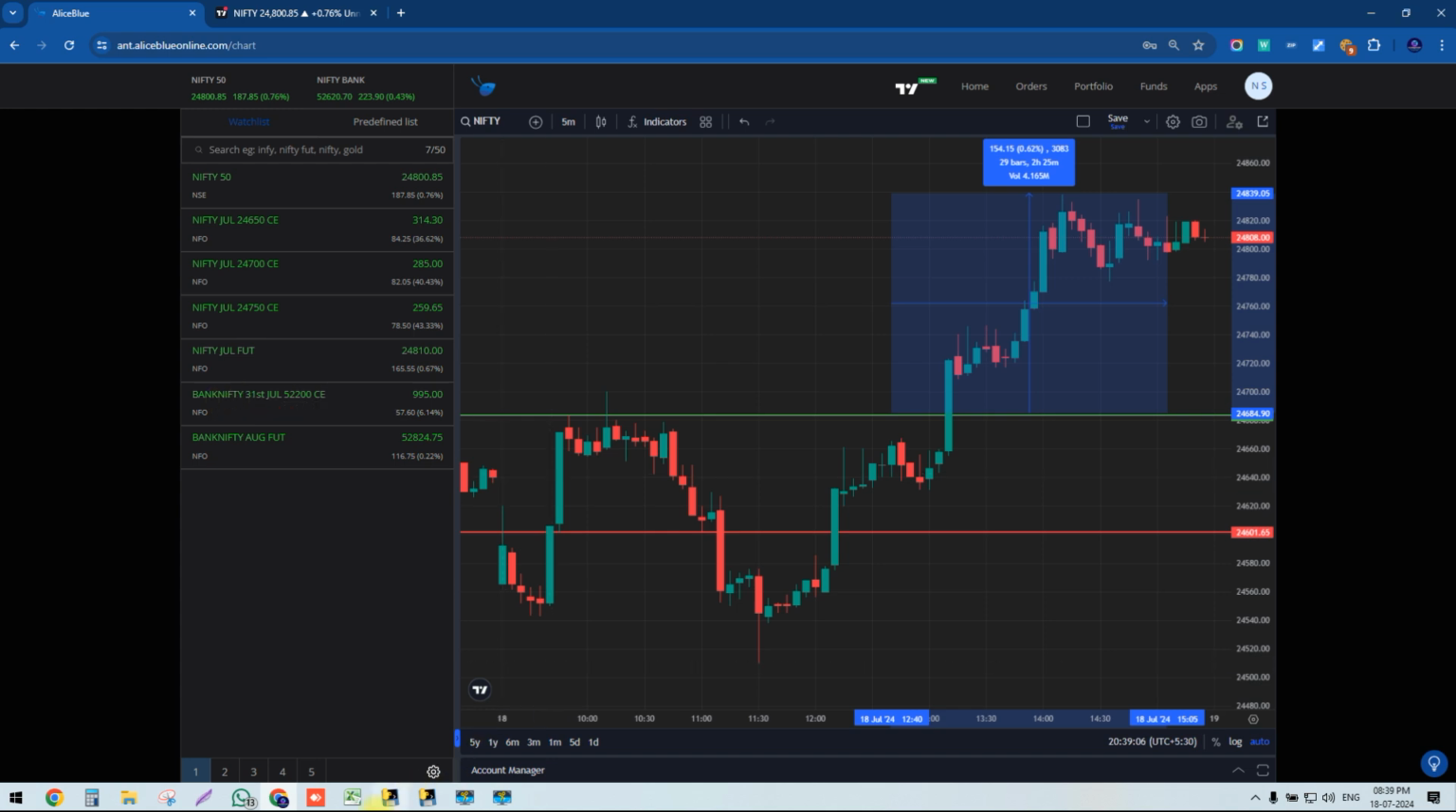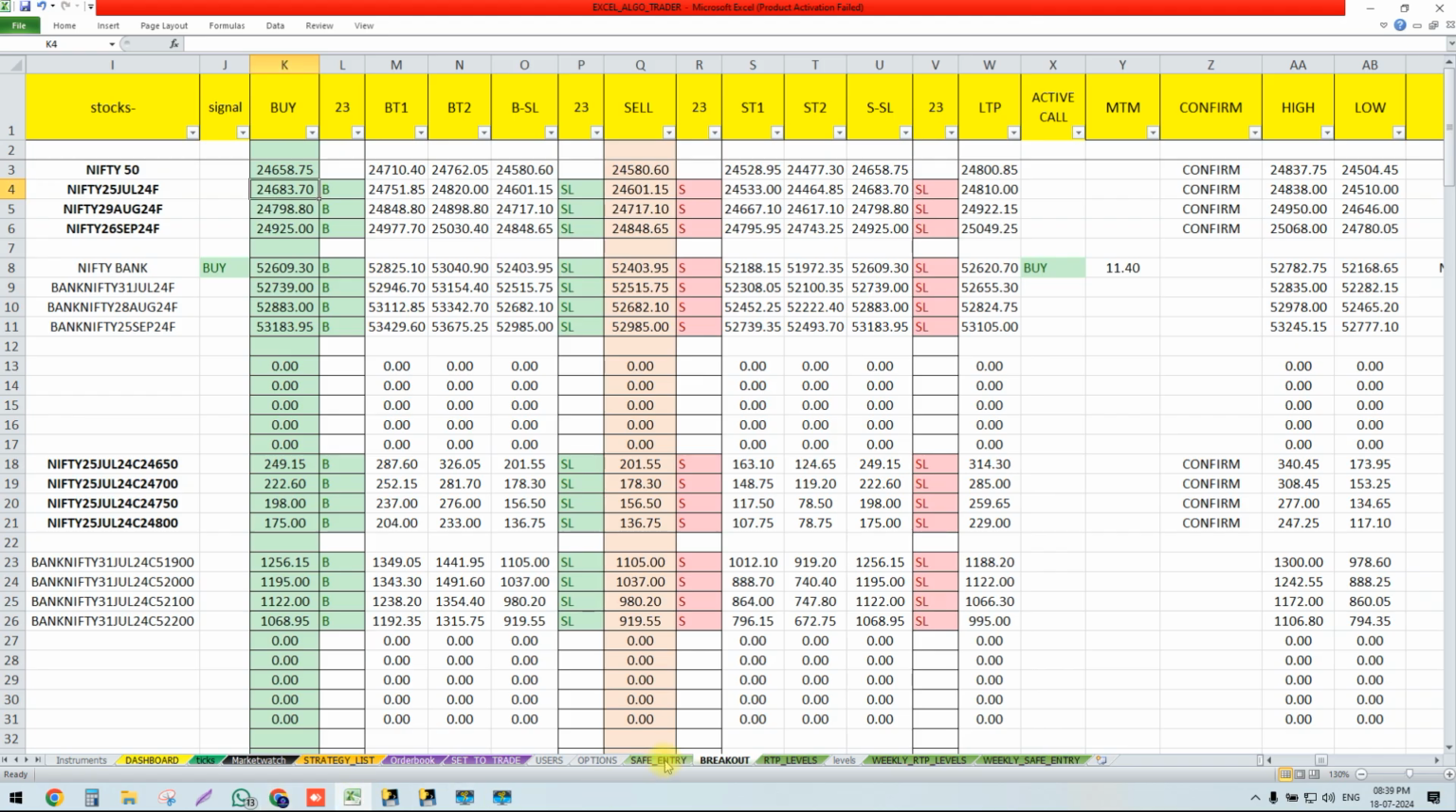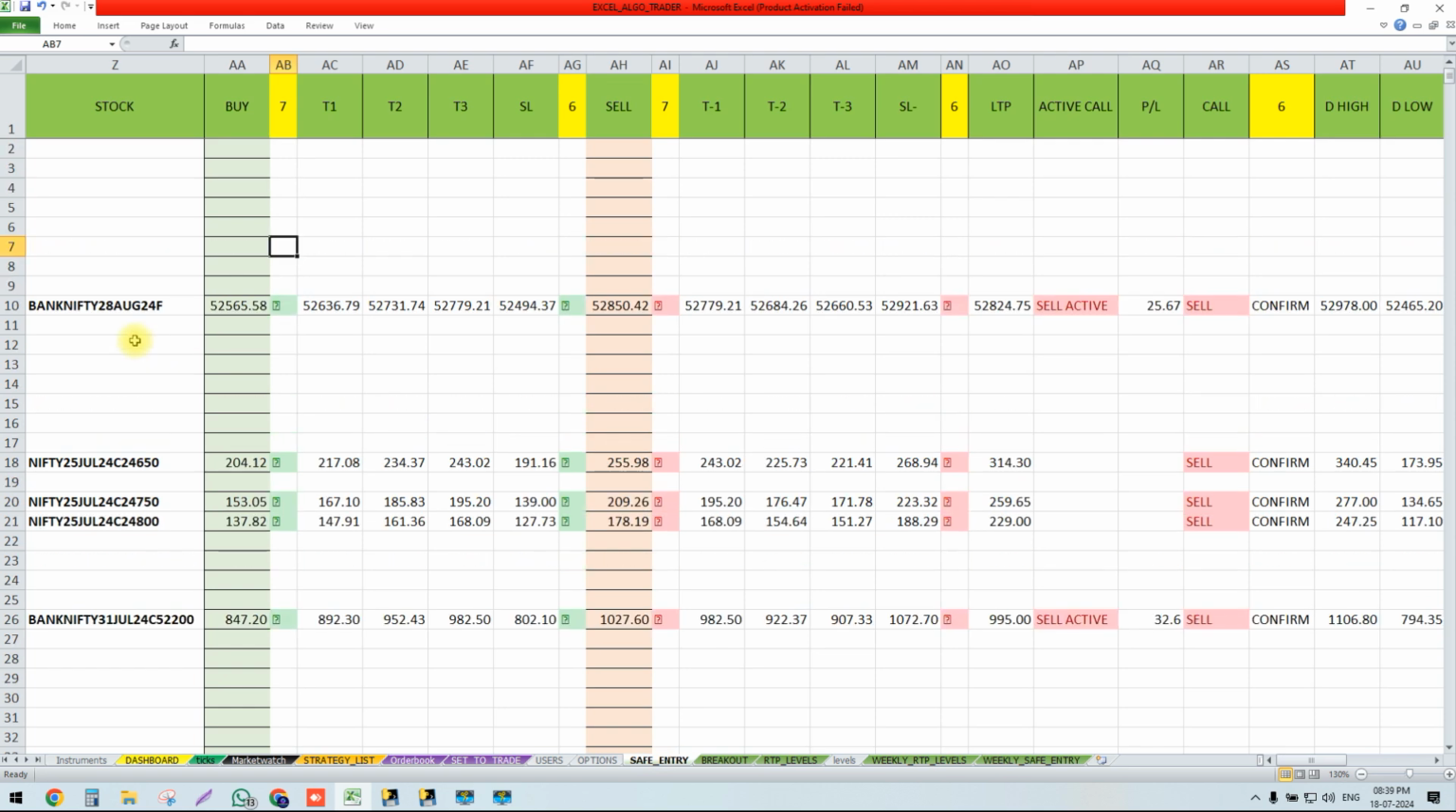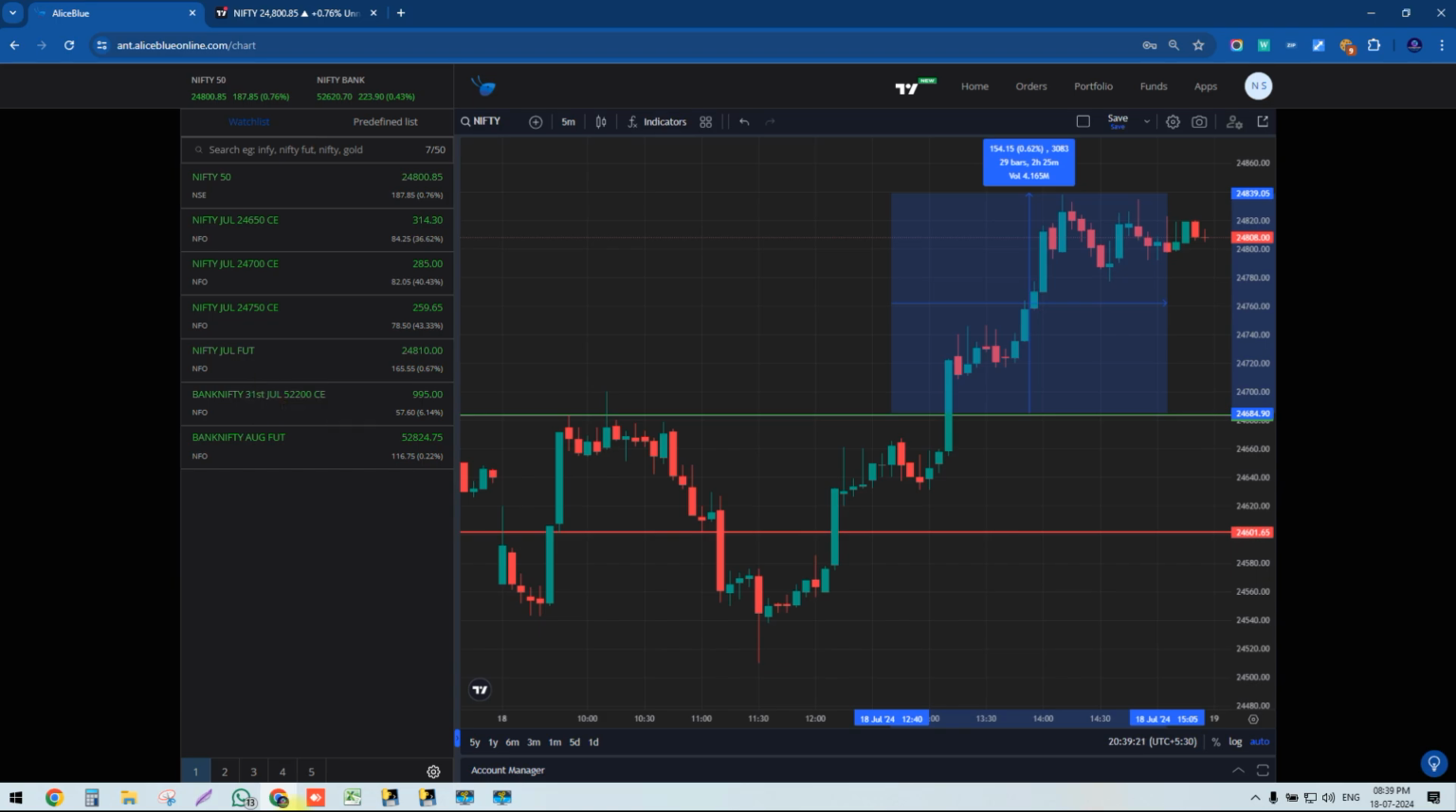Now let's see Bank Nifty. Let's go to Bank Nifty. You saw how Nifty worked in our breakout strategy. Now let's see in safe entry. Let's see in safe entry how our Bank Nifty strategy works.